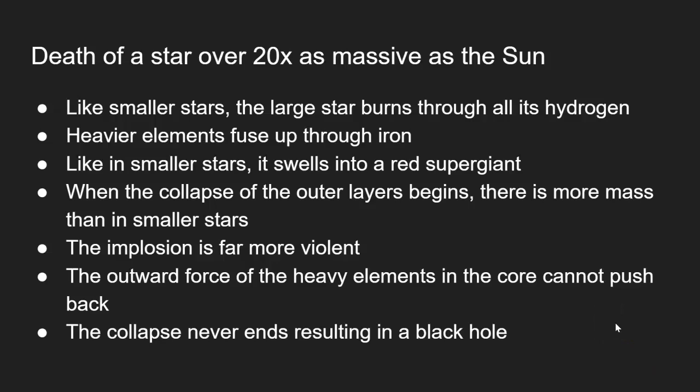What if the star is like 20 times as massive as the sun? So a very massive star. Like smaller stars, it's going to burn all its hydrogen, and then it's going to start fusing its heavier elements up through iron again, just like the other ones. Like in smaller stars, it'll also swell into a red supergiant. When the collapse of this one happens, there's more mass. So when it collapses in on itself, it's far more violent.